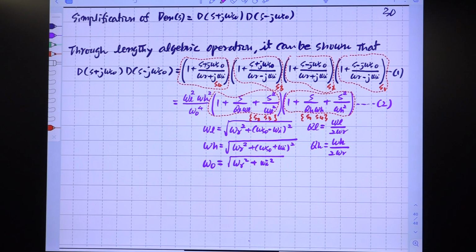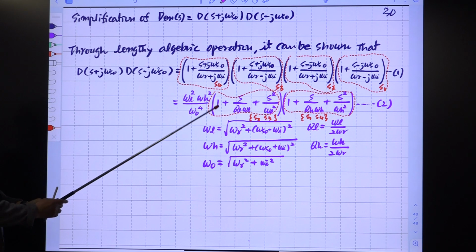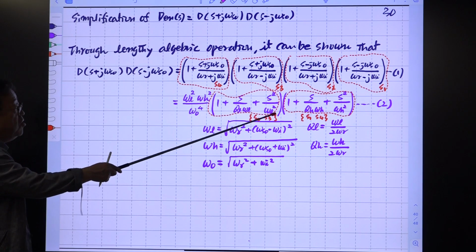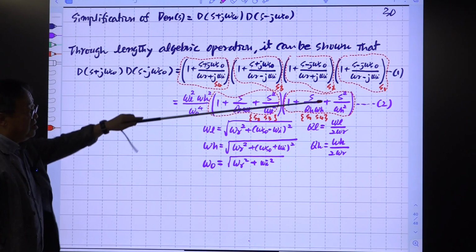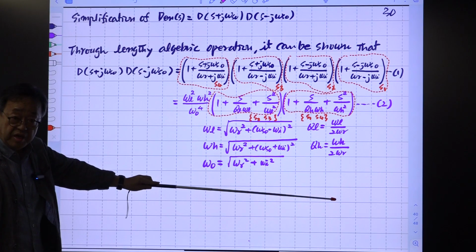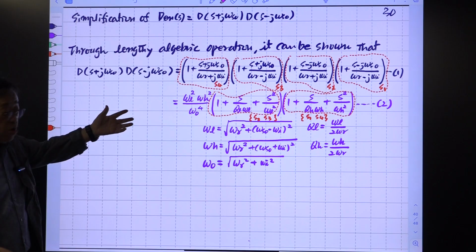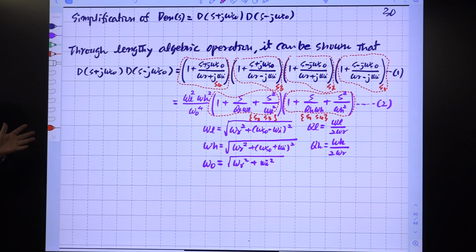Okay? So we have this. Then somehow this can be simplified as this. So we have one standard quadratic one here, another one here. There is a relationship between these. Okay? We won't go through the details about this. We are just taking the result of this.